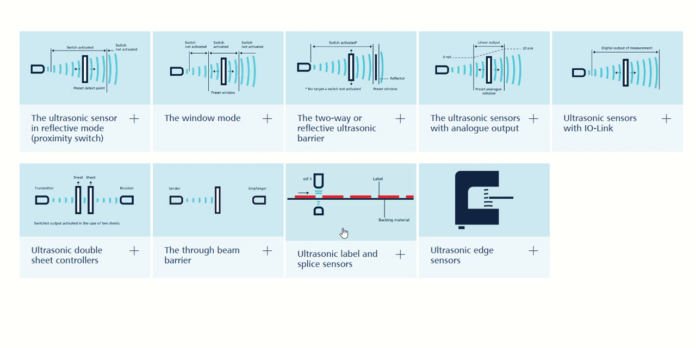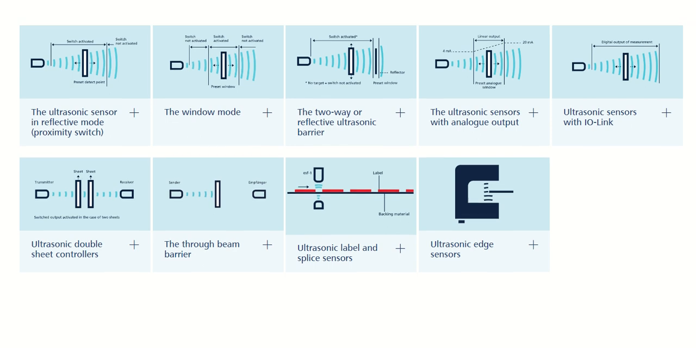Then we have the ultrasonic label and splice sensor. Then we have the ultrasonic edge sensor as well, for the detection of an edge. So these were different types of ultrasonic sensors and their operating modes.